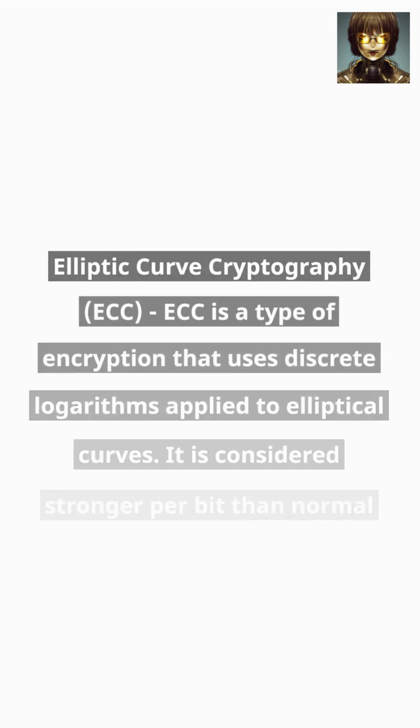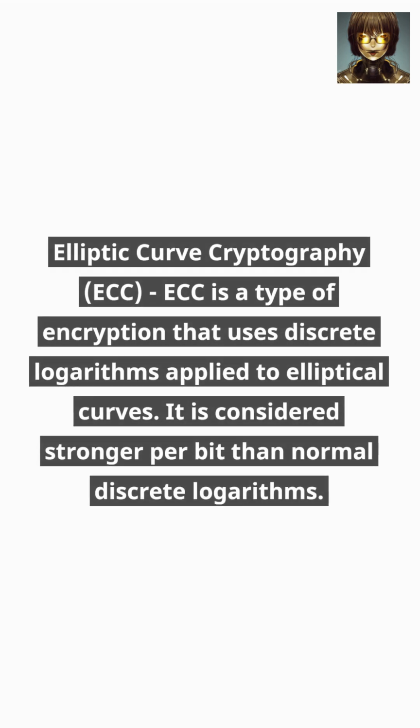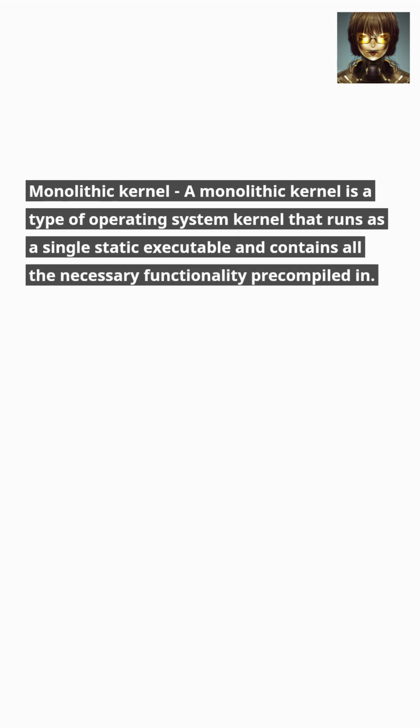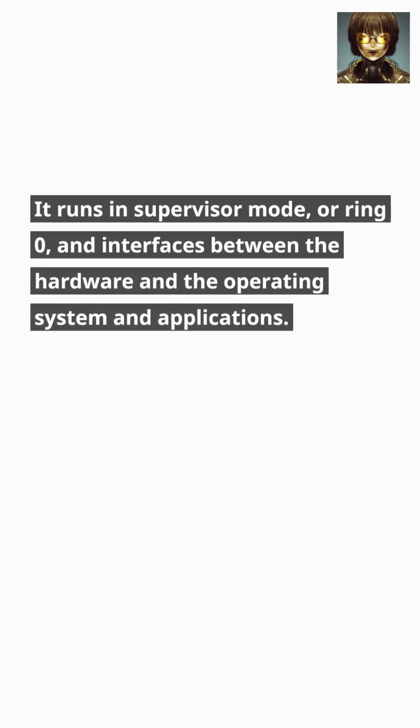Elliptic Curve Cryptography, ECC. ECC is a type of encryption that uses discrete logarithms applied to elliptical curves. It is considered stronger per bit than normal discrete logarithms. Monolithic kernel. A monolithic kernel is a type of operating system kernel that runs as a single static executable and contains all the necessary functionality precompiled in.